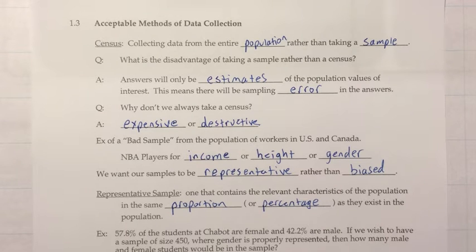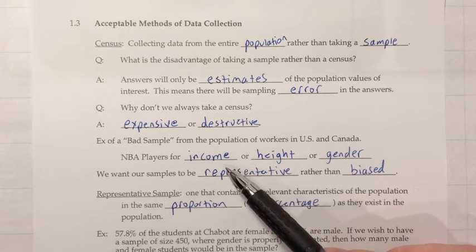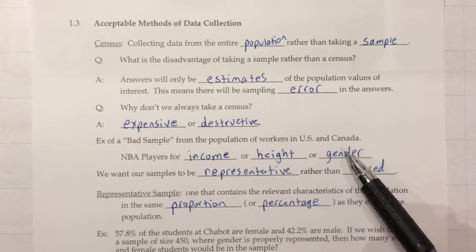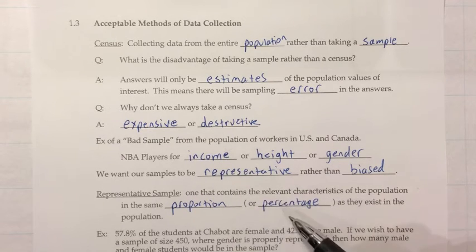So our sample has too many wealthy people in it, too many tall people. It's not that we don't want wealthy people and tall people in our sample, because there are wealthy and tall people in the United States and Canada. But if it's only like 1% of workers who make over $1 million, then we only want 1% of our sample to be over $1 million.